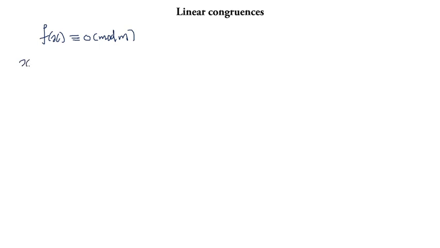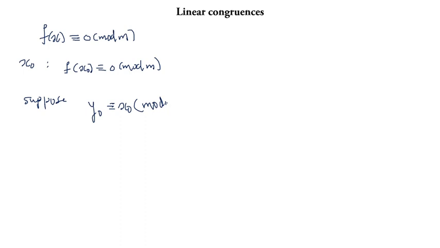That is, if x naught is an integer such that f of x naught is congruent to 0 modulo m, then we say that x naught is a solution of the congruence. And suppose y naught is an integer such that y naught is congruent to x naught modulo m. That implies f of y naught is congruent to f of x naught modulo m.